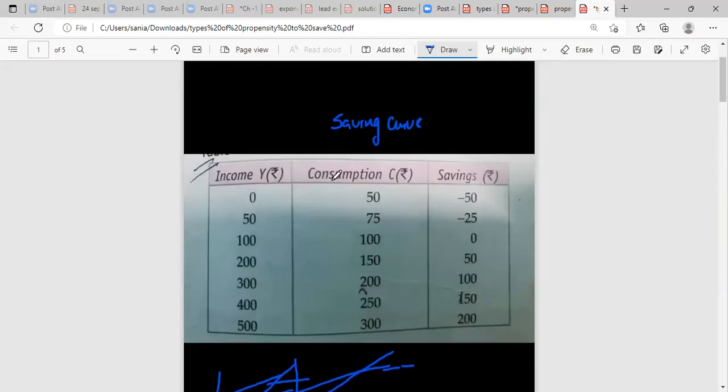First of all, write the heading: schedule for propensity to save, sorry. And then, this is the graph for propensity to save. Clear? Yes, teacher.